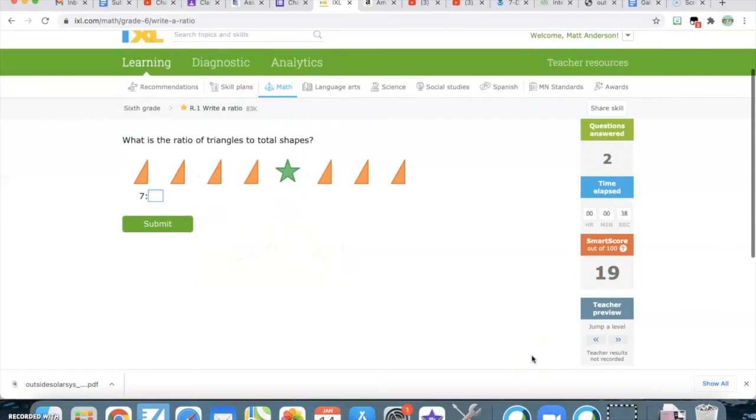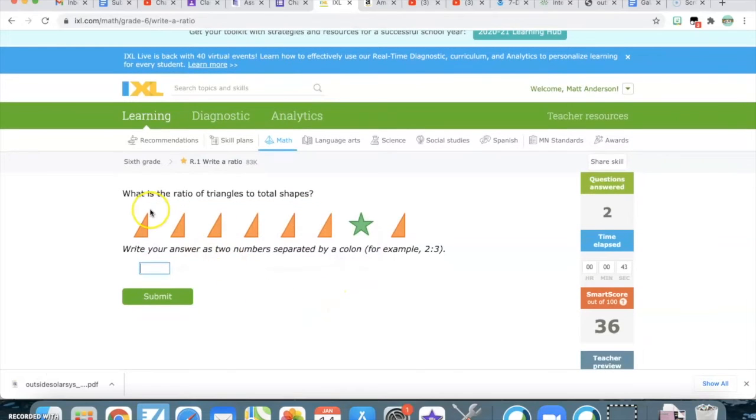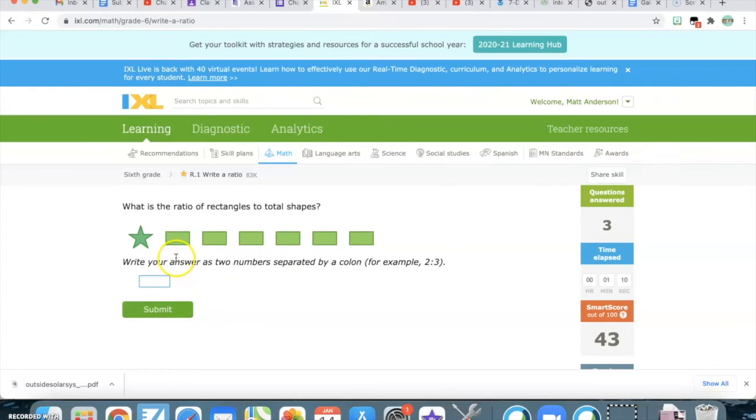I'm just going to skip ahead. You ready for the harder stuff? Well, it's not that bad. What is the ratio of triangles to total shapes? There are 1, 2, 3, 4, 5, 6, 7 triangles. That's my first number. And it wants it with a colon. To do a colon, you put a shift, and it's right next to the L. And then to the total number of shapes, so there's 1 other one, so that'd be 8 total shapes.